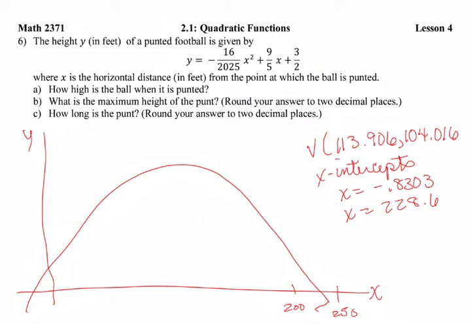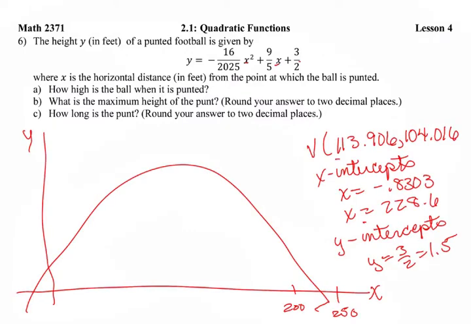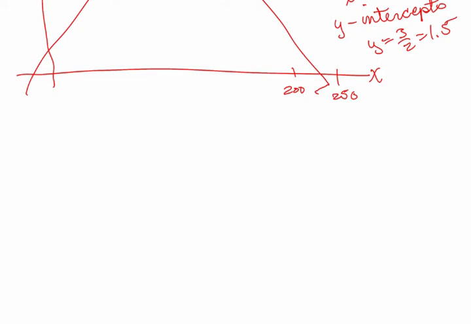And then for the y-intercept, I don't need to look over there because all I have to do is put 0 in. So for the y-intercept, if I put 0 in, this is 0, and I get 3 halves. So I get y equals 3 halves, which is 1.5. All right, so now I'm going to write my answers in complete sentences.